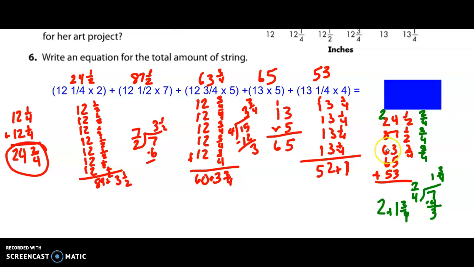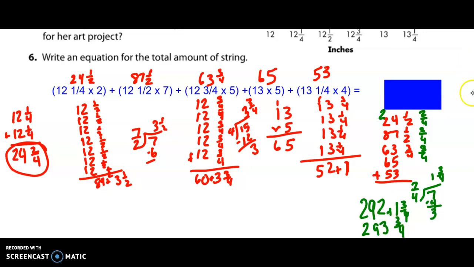18, 19, 20, 21, 22, 23, 24, 25, 26, 27, 28, 29. So I have 292. Okay, and then I have to add 1 and 3/4 to that. So 292 plus 1 is 293 and 3/4.